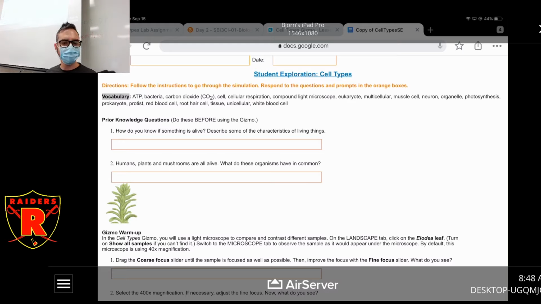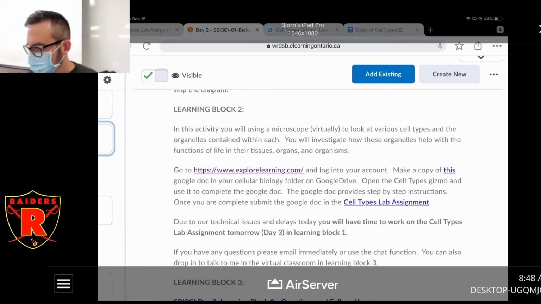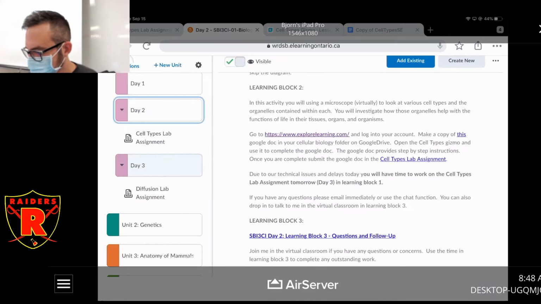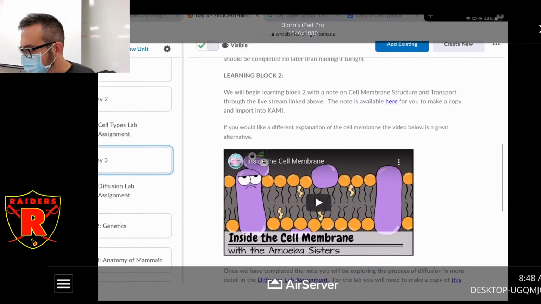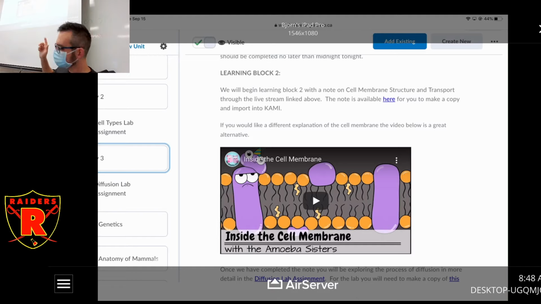And then at the beginning of Learning Block 2, which was 11:05, is that right? So after the break, I'll come back to the stream, and then we're going to do a little bit of a note together. Let me show you where that is. So then we're going to be going into the actual day 3 stuff here. So where it says Learning Block 2, there's the note. It says it's available here. So you click on that, make a copy, open it in Cami. And that's what we're going to use to begin Learning Block 2.